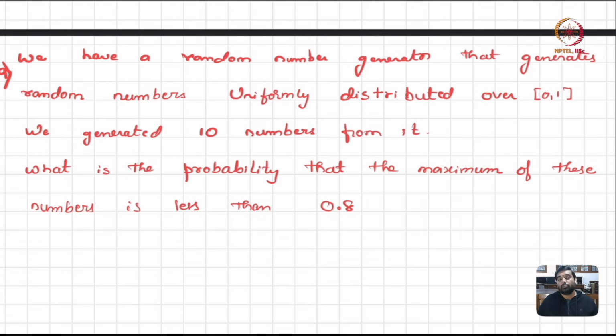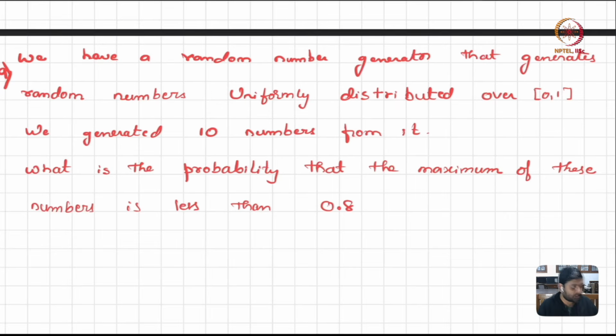So now let's go to the next question. Interesting question in itself. Okay. So now we have a random number generator that generates random numbers uniformly distributed over 0, 1. Now you ask it, give me a random number, it will give you a random number. Now you ask it 10 times, and then it gave you 10 numbers.